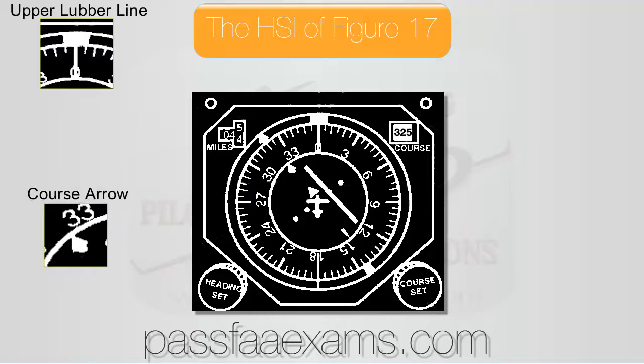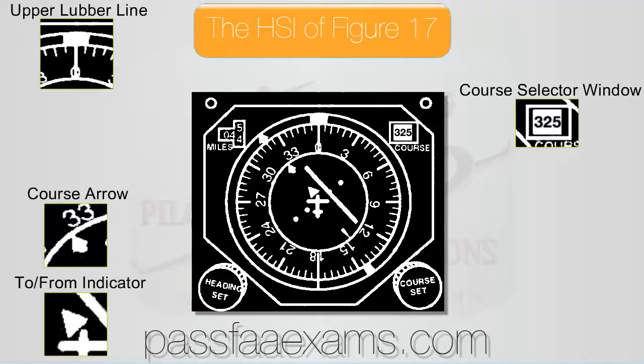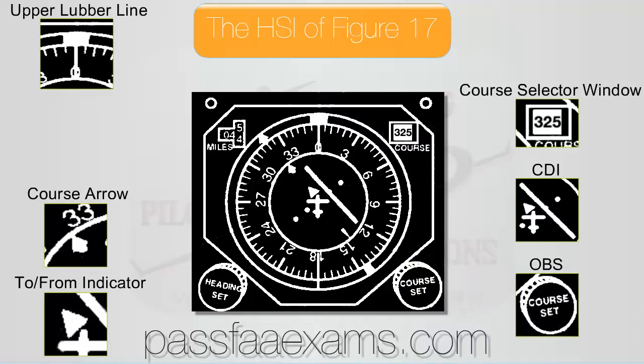But most HSIs do not have the upper right window, which is the course selection window and displays the exact course the pilot has selected. The to/from flag, or indicator, is something you have known since looking at the first VOR receiver, as well as the CDI, or course deflection indicator, which displays the position of the selected radial in relation to the aircraft. And what about the OBS, or omni-bearing selector, which allows the pilot to select the desired course to or from the station? And most of you have probably seen or used a heading bug before, which moves with the compass card and is set by the pilot through the left knob opposite the OBS knob.